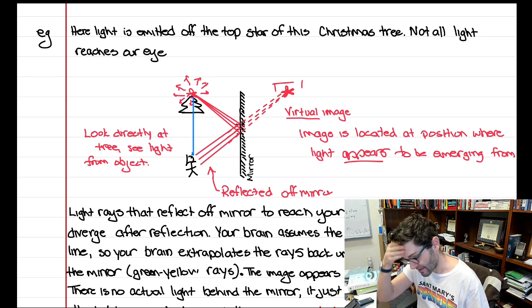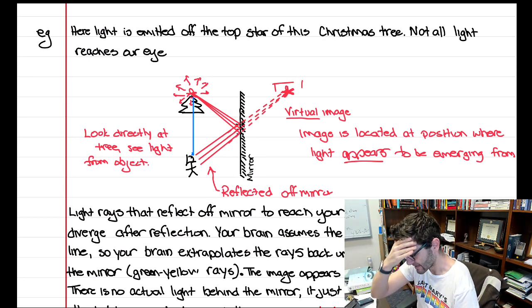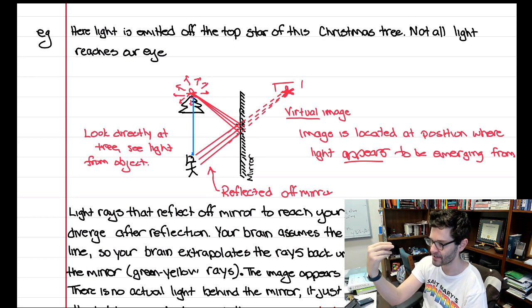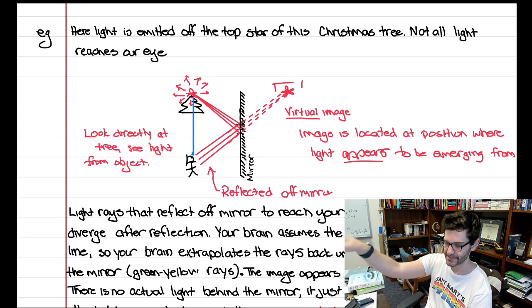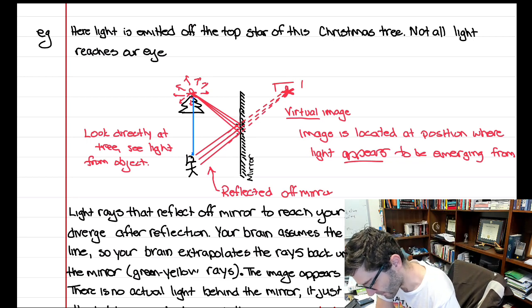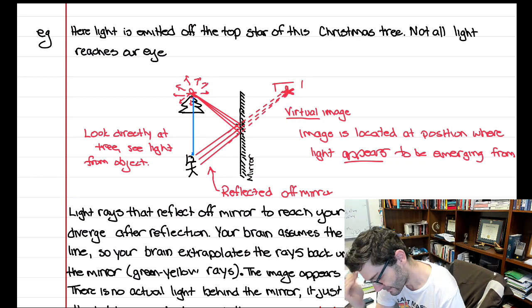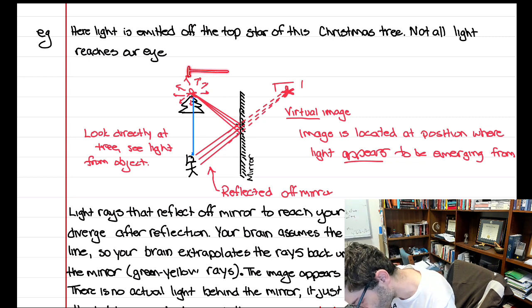There is no actual star behind the mirror, but your brain has tried to fill in the blanks because it sees a bunch of light coming from that location, and then it extrapolates back to see where all that light emerged from. And so, therefore, we see a tree with a star, and then there'd be some sort of tree over here, which appears to be behind the mirror. And notice that this depth turns out to be exactly the same as the distance of the tree from the mirror.